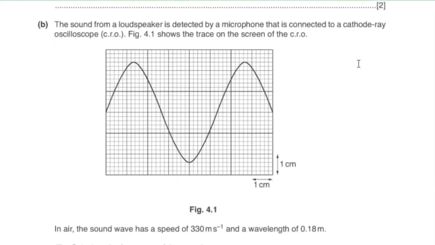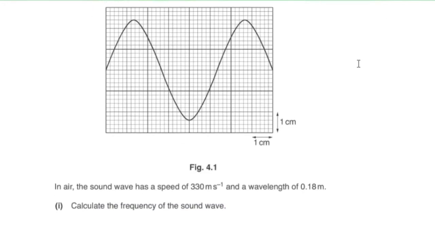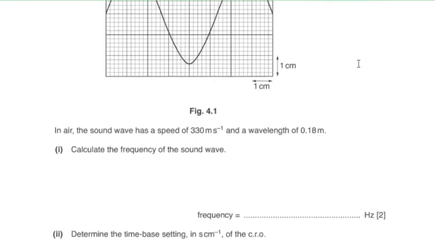Now part B, the sound from a loudspeaker is detected by a microphone that is connected to a CRO. Figure 4.1 shows the trace on the screen of the CRO. In air, the sound wave has a speed of 330 meters per second and a wavelength of 0.18 meters. Calculate the frequency of the sound wave. So frequency is equal to speed of the sound wave divided by the wavelength, 330 divided by 0.18 meters, and the frequency is 1833.3 hertz.